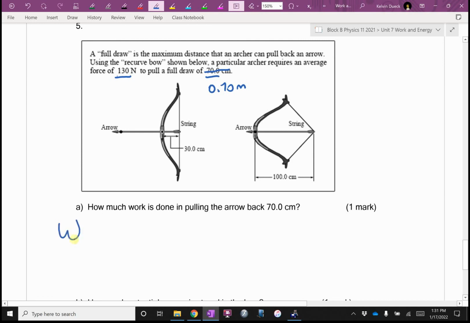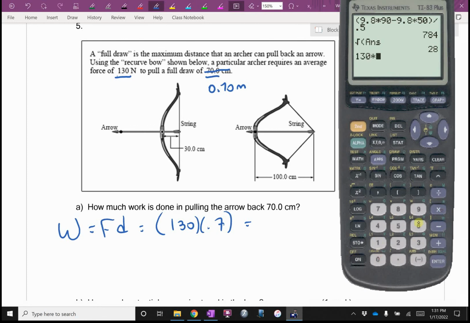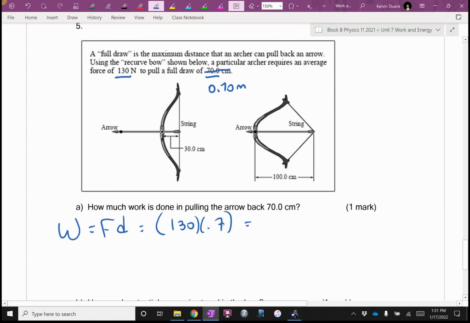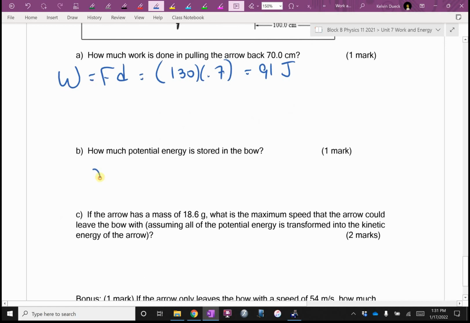How much work? Here, work is going to be force times distance. It's going to be 130 times 0.7, and I get 91 joules of work. How many joules of work? 91, right? How many joules of stored energy? 91. And again, the big mistake I see kids make is, well, isn't potential energy mgh? That's when you're lifting something. I don't think we're lifting it. I think we're storing energy by force times distance.